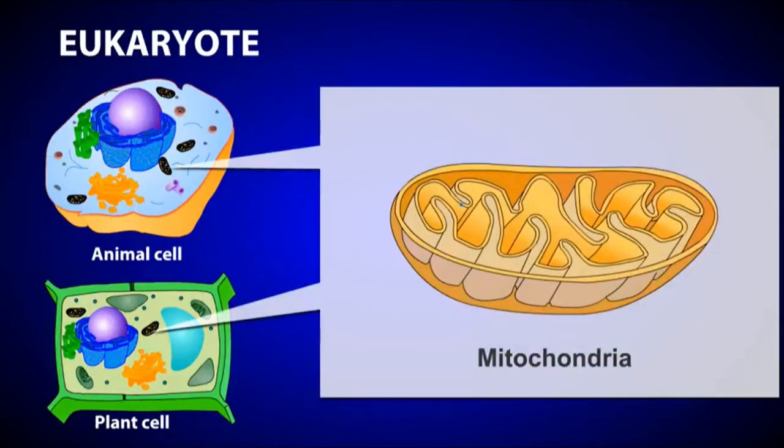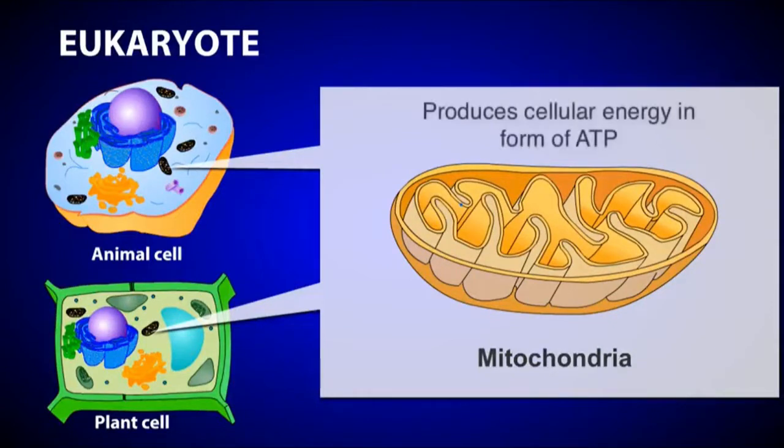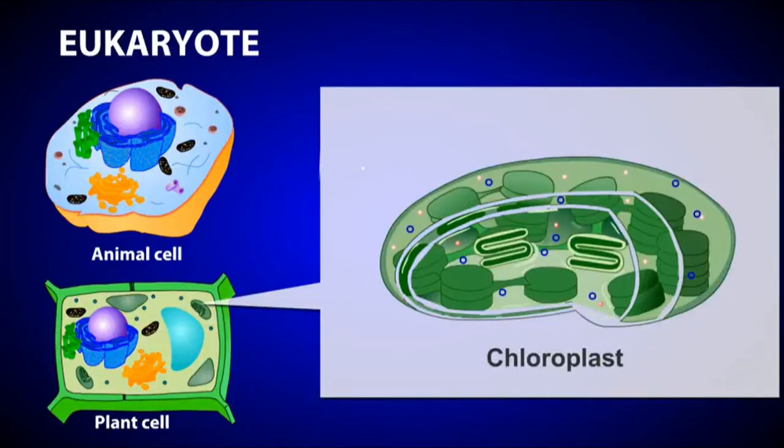Mitochondria are the location where the stored energy found in carbohydrates is used to produce cellular energy in the form of ATP. Mitochondria are found in both plant and animal cells. Unique to the plant cells are the chloroplasts, the location of photosynthesis. This is where incoming sunlight is used to convert carbon dioxide gas to carbohydrates and other compounds.